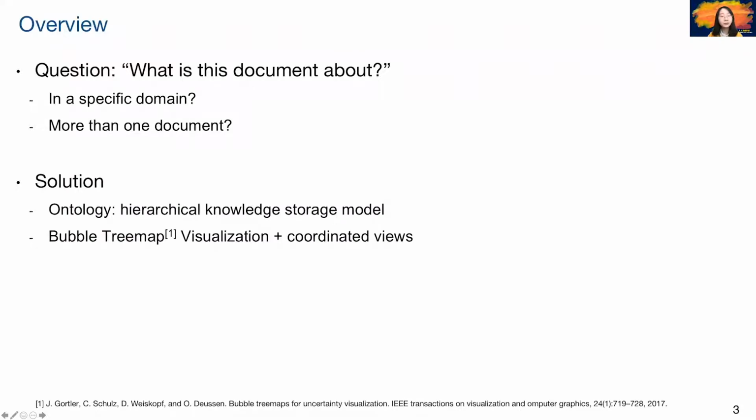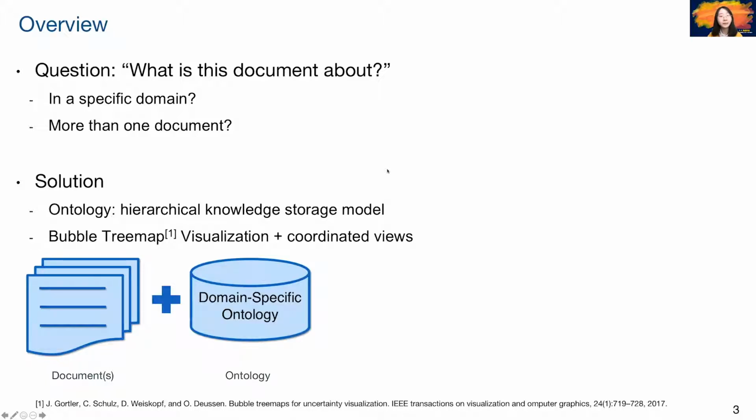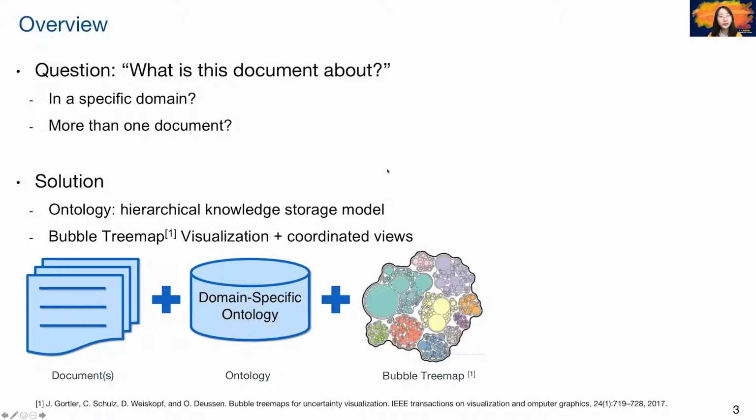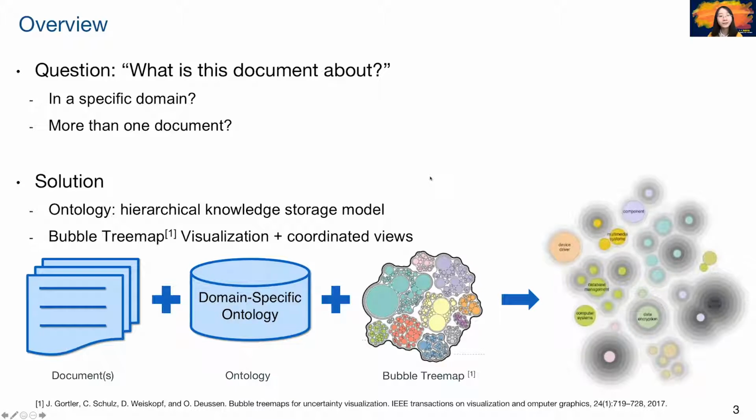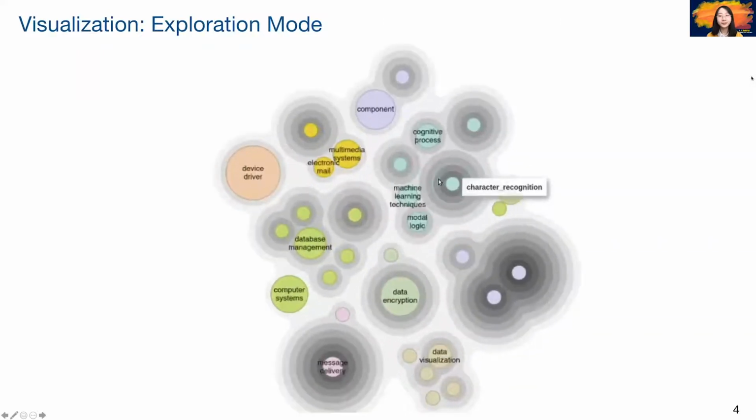So our solution to answer these questions is to take use of a hierarchical knowledge storage model called Ontology and combine it with the Bubble Treemap visualization as well as some coordinated views to create this interactive knowledge visualization tool. Our tool provides two visualization modes. First, let's start from the exploratory mode. Here is the visualization we see just now.